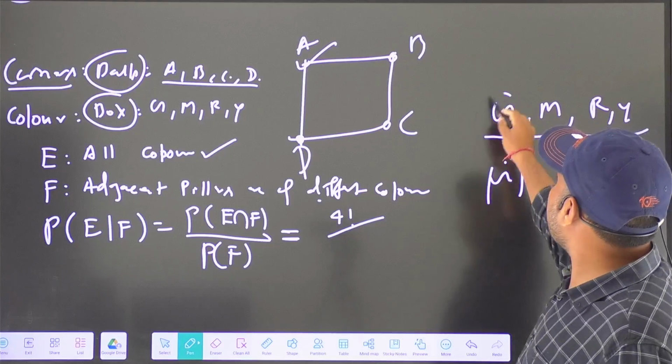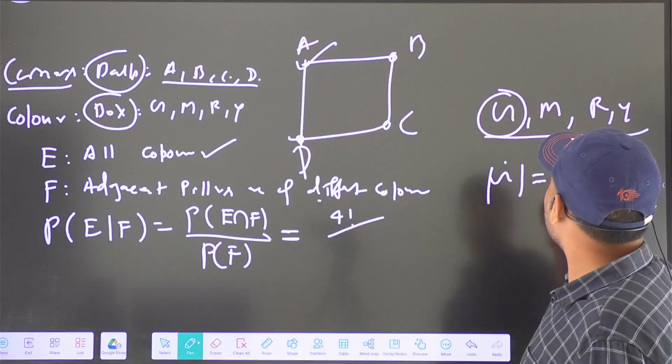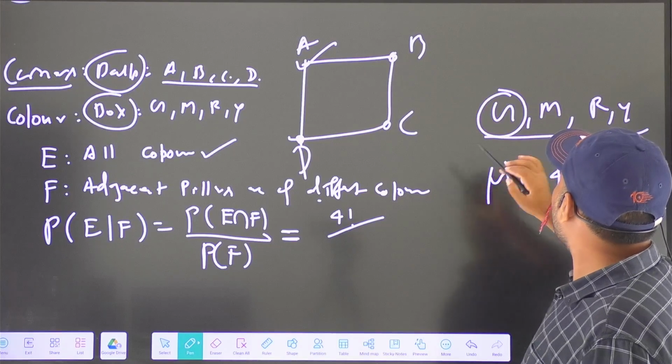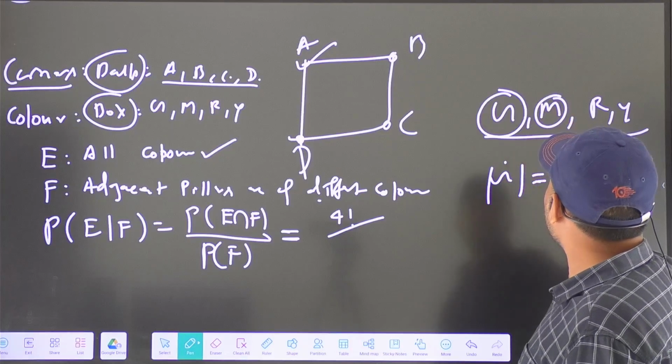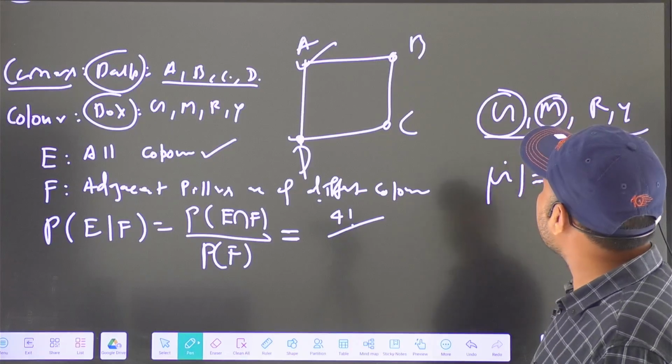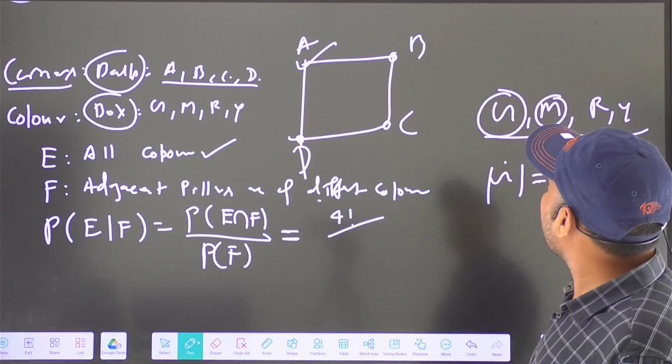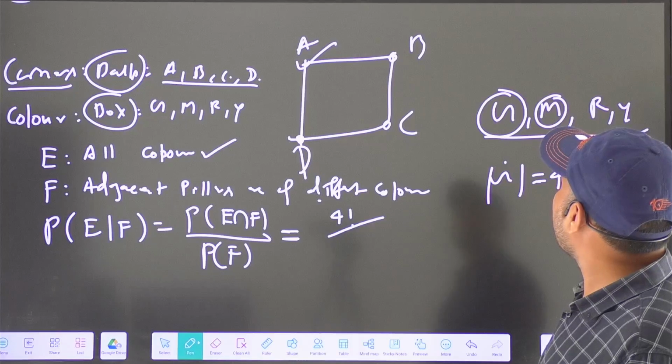Each pillar has 4 choices, right? So 4. But the second has how many choices? Only 3. Think carefully. How 4?